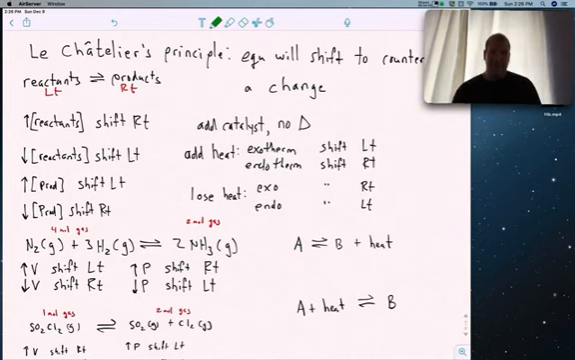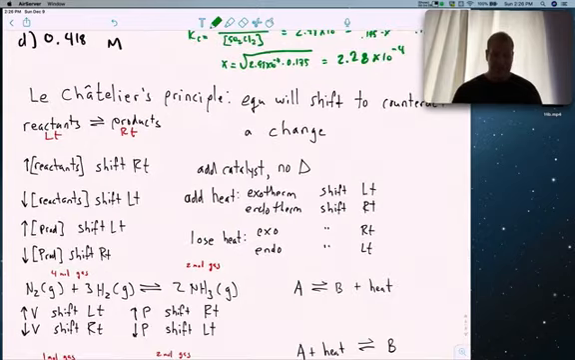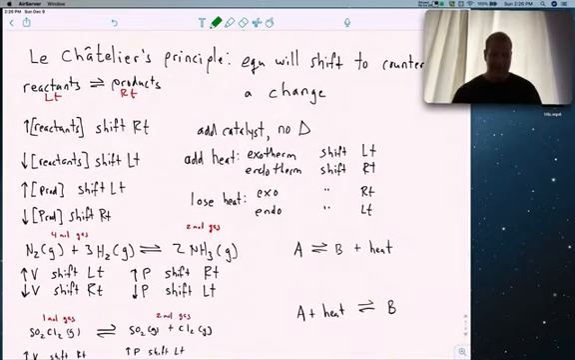So look here in this general equation, we have reactants and products. Reactants on the left, products on the right. So if the reactants increase, the system will shift right to get rid of those reactants. So too many reactants, we will shift right and get rid of them. Likewise, if the reactants go down, it shifts left. So we're losing reactants, well, better make more of them. The reaction will shift left.